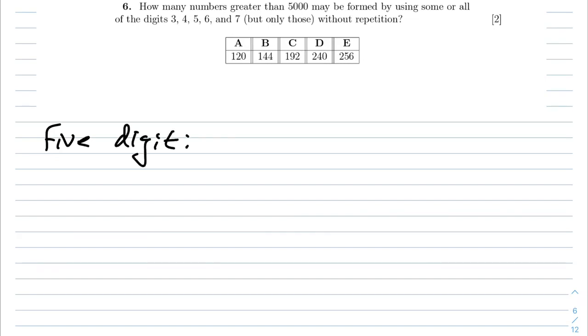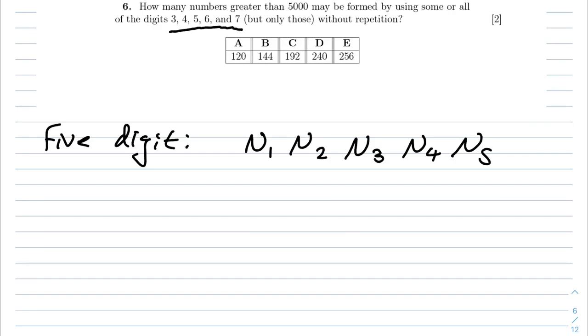So for the 5-digit number that we can say has digits n1, n2, n3, n4, and n5, there's really no restriction on which of the numbers 3, 4, 5, 6, and 7 we can assign to these, because whatever number we put for n1, this is a 5-digit number, it's in the 10,000s, so it doesn't matter if it's 30,000, it's still bigger than 5,000, which won't be the case for the 4-digit number. So for n1, we have 5 choices. We can choose 3, 4, 5, 6, or 7.